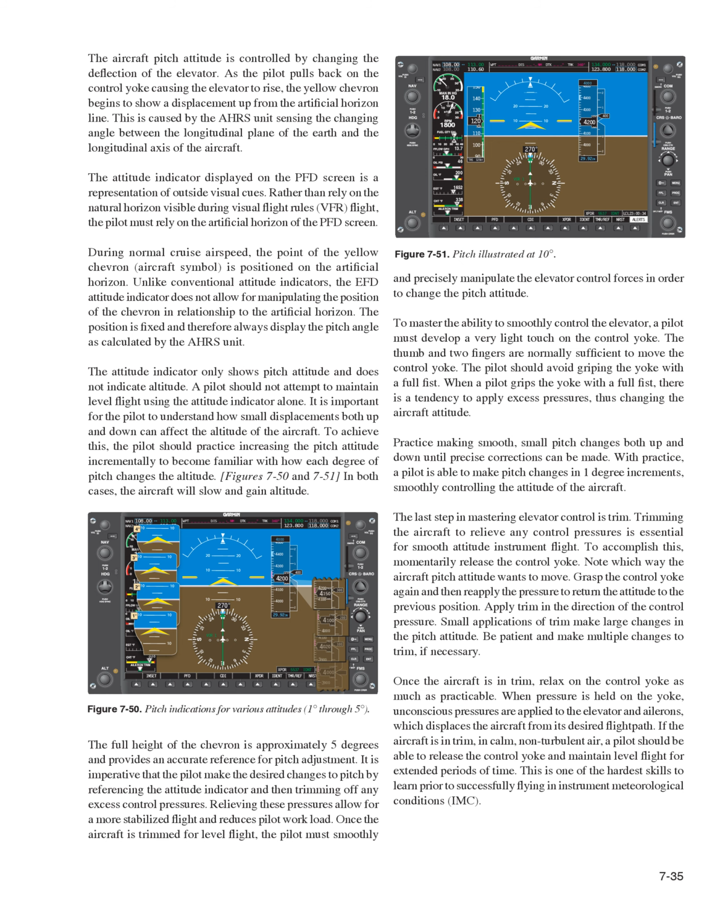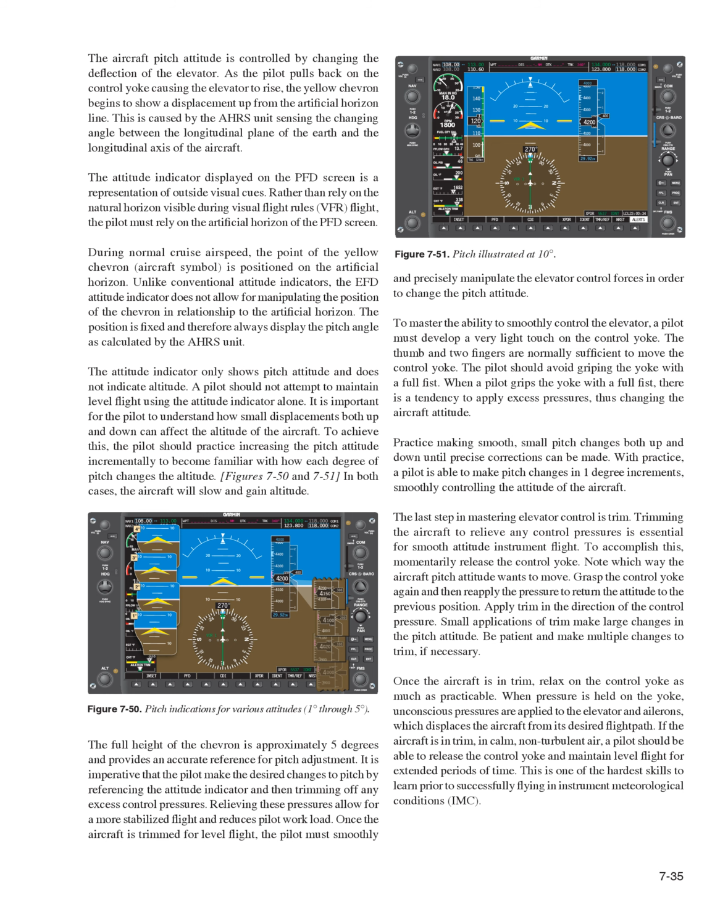Note which way the aircraft pitch attitude wants to move. Grasp the control yoke again and then reapply the pressure to return the attitude to the previous position. Apply trim in the direction of the control pressure. Small applications of trim make large changes in the pitch attitude. Be patient and make multiple changes to trim, if necessary.